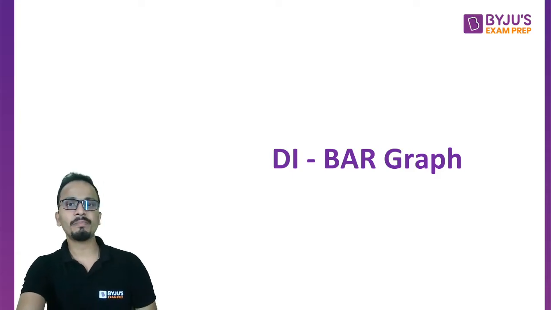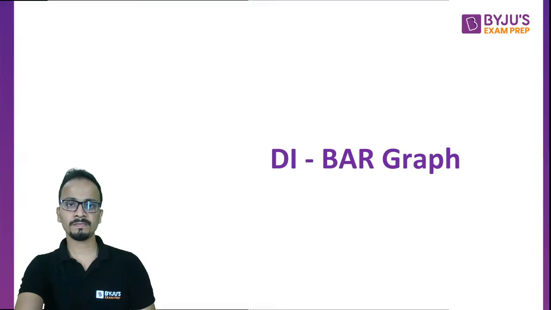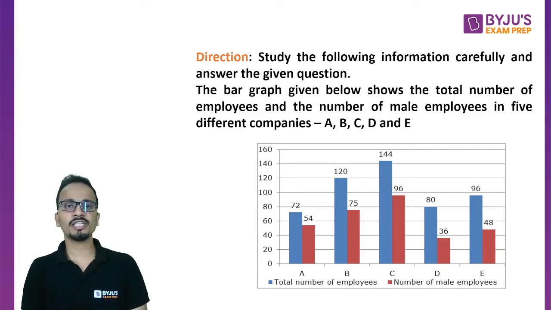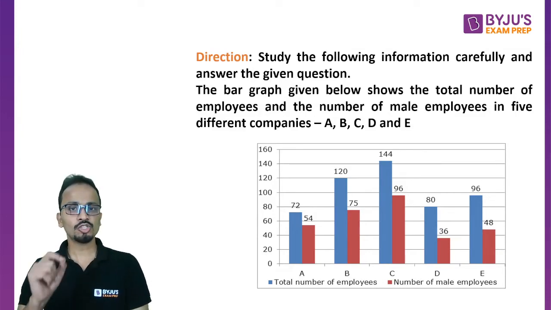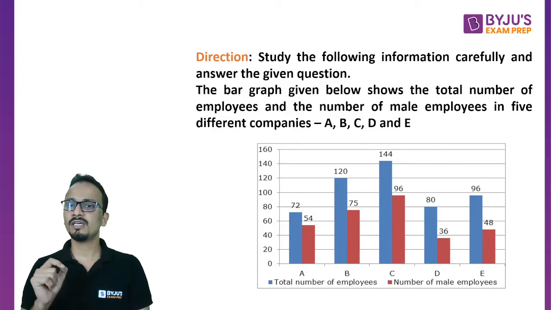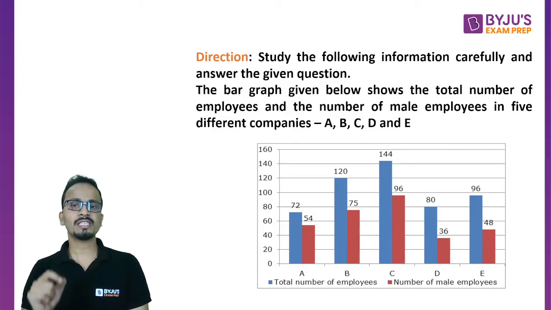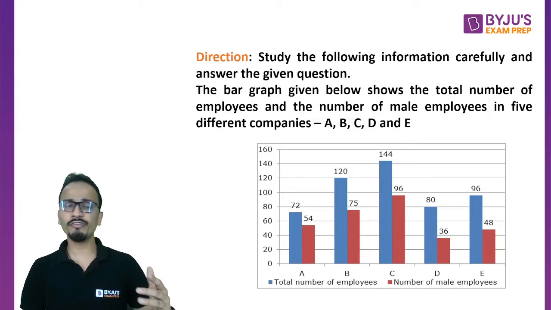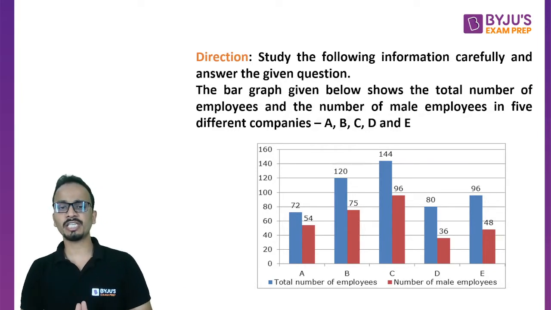The first set will appear on your screen in a few moments, and this is the first set. The common set of information says: study the following information carefully and answer the given questions. This bar graph gives the total number of employees and the number of male employees in 5 different companies A, B, C, D, and E. Fetching the values from this bar graph is pretty simple. Unlike what we have seen in line graphs in the previous session, you can easily fetch the data from this bar graph.